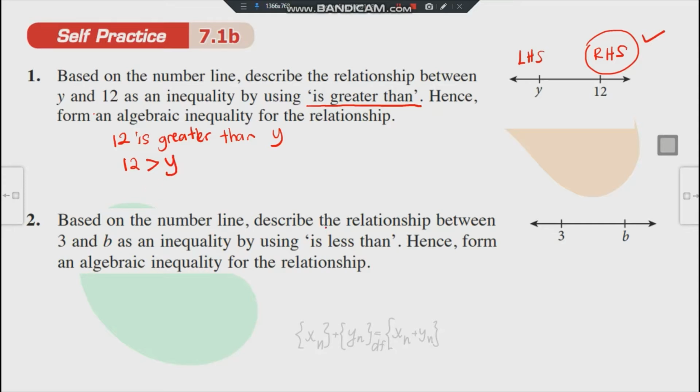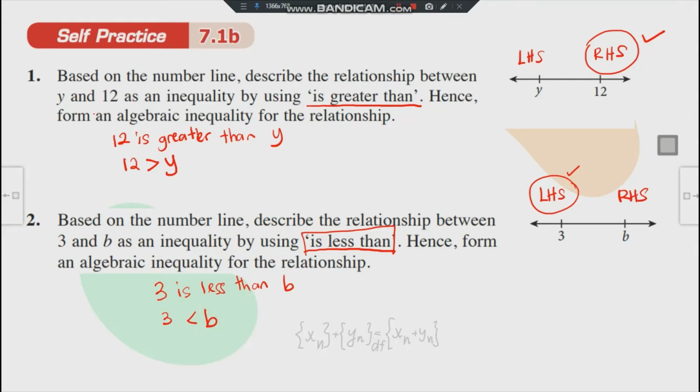Question 2. Based on the number line, describe the relationship between 3 and b as an inequality by using less than. Hence form an algebraic inequality. So again, we want to focus on less than. Less than must be on your left hand side, so the left hand side is lesser than your right hand side. So we focus on 3 is less than b. So your algebraic inequality is 3 less than b.